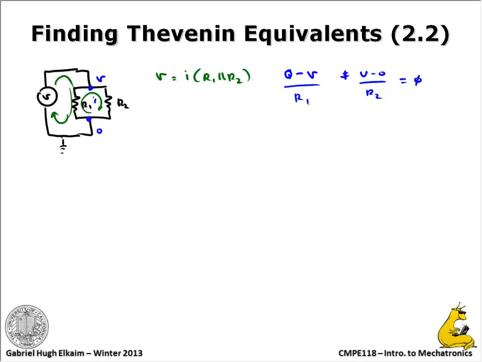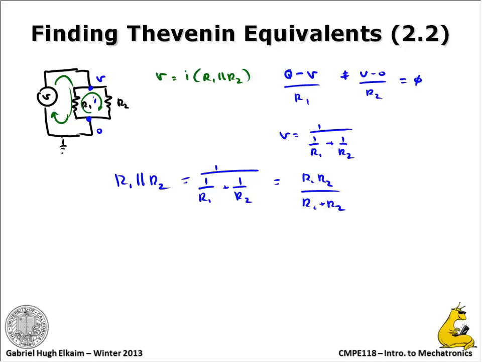And if I do this, I get the equivalent that V is 1 over R1 plus 1 over R2. All right? And therefore, that means that R1 parallel R2 is equal to 1 over (1 over R1 plus 1 over R2), right? Because they show up in the denominator on both sides. And this is equivalent to R1 R2 over R1 plus R2.